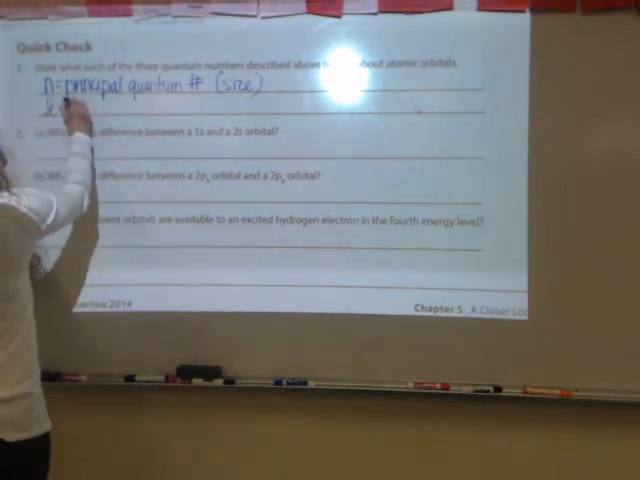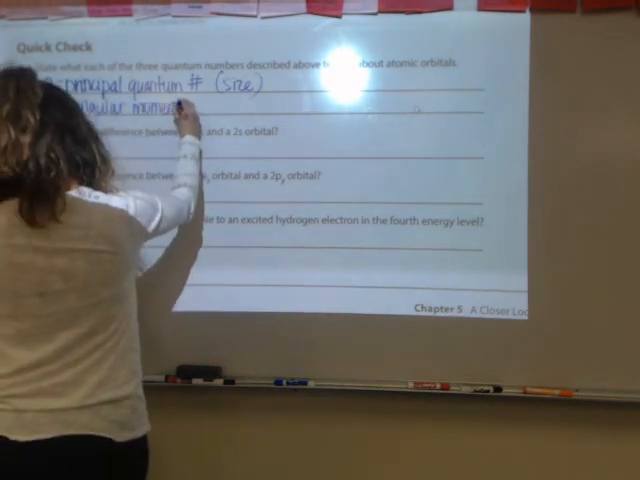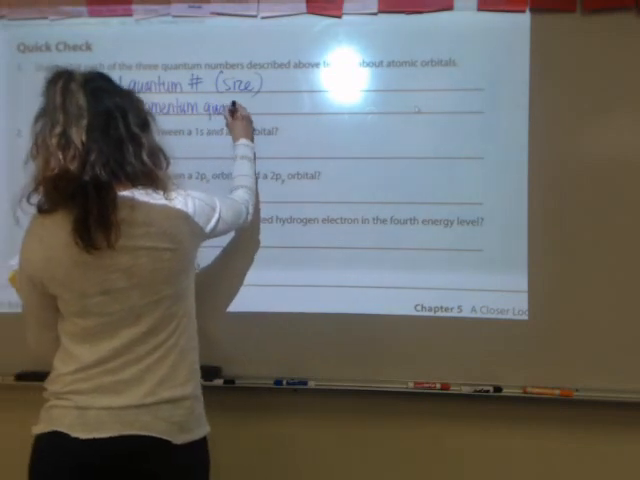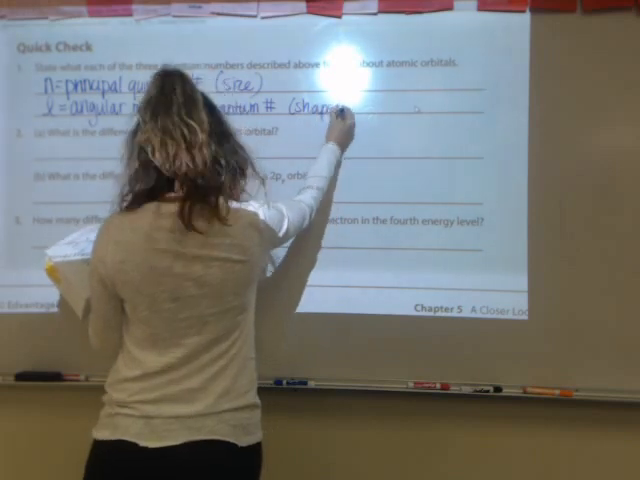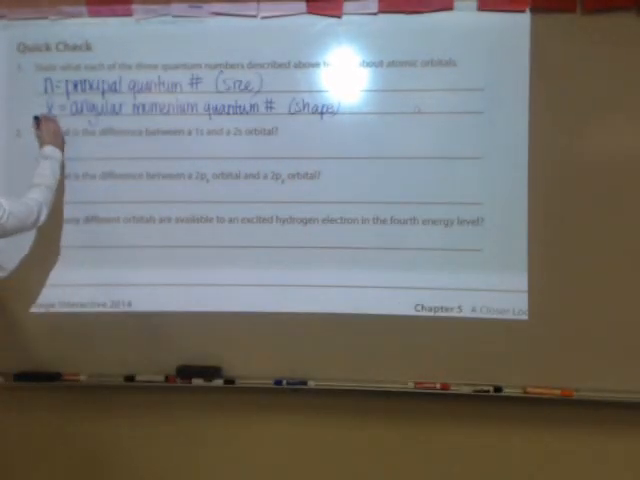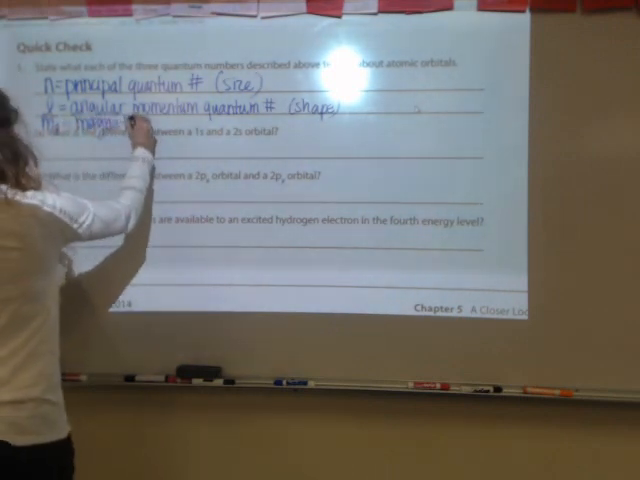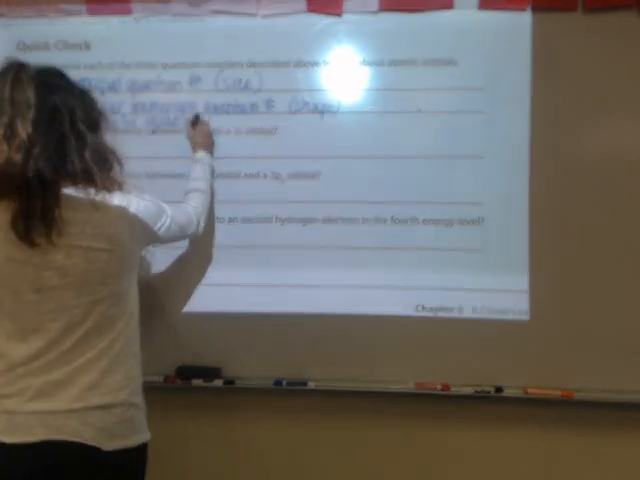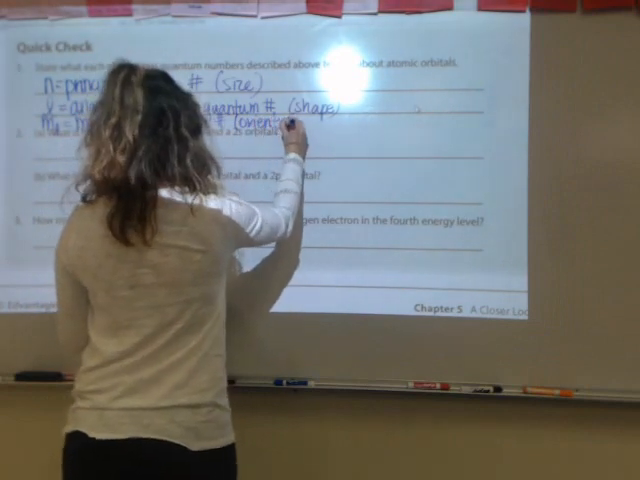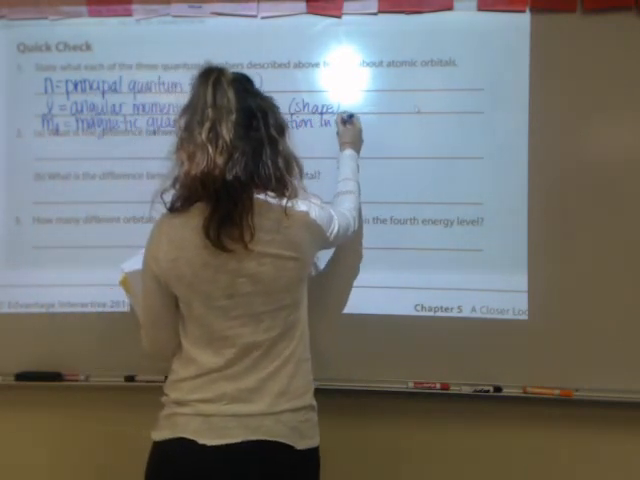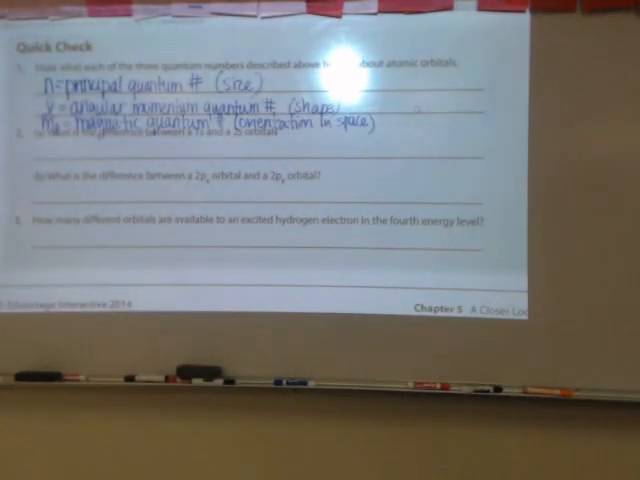Then we have l, which is the angular momentum quantum number, and this tells us the shape. Then we have m sub l, and this is the magnetic quantum number, and this tells us the orientation in space of that particular orbital.